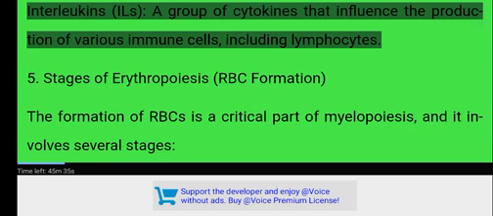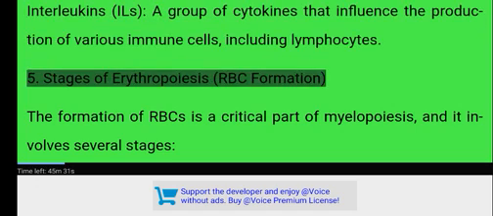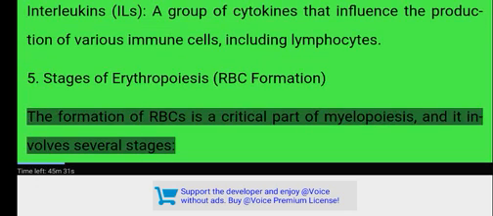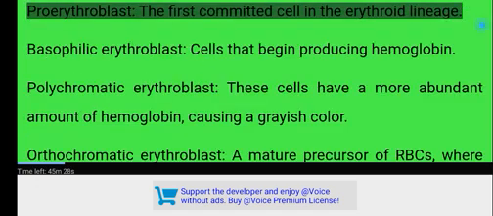Interleukins (ILs), a group of cytokines that influence the production of various immune cells, including lymphocytes. 5. Stages of erythropoiesis, RBC formation. The formation of RBCs is a critical part of myelopoiesis, and it involves several stages.